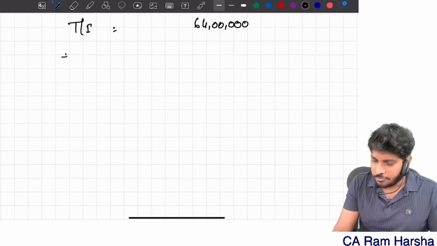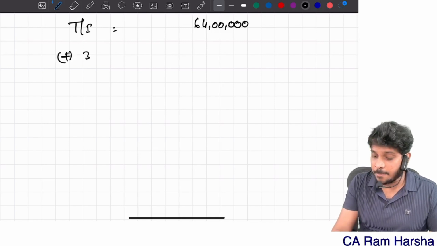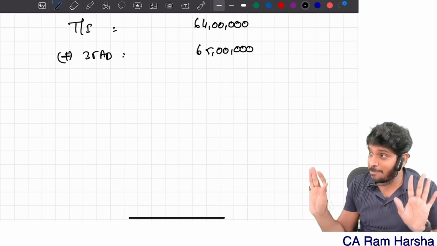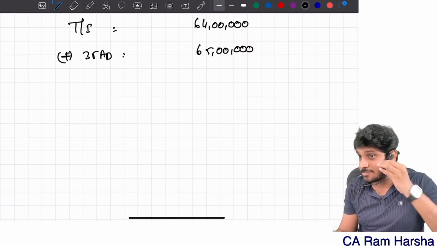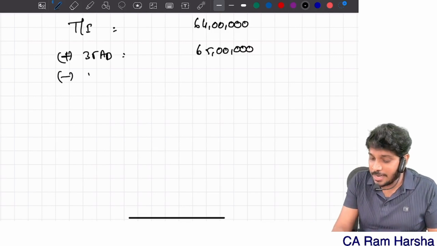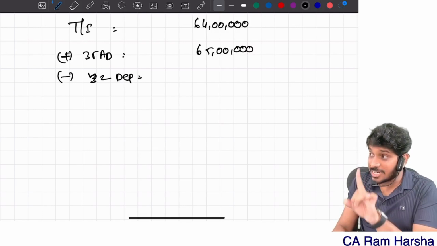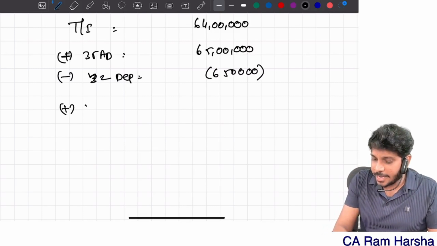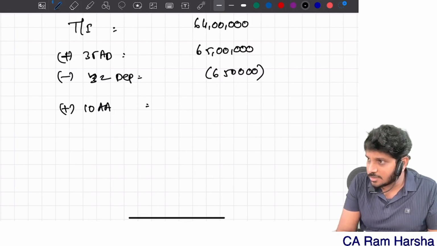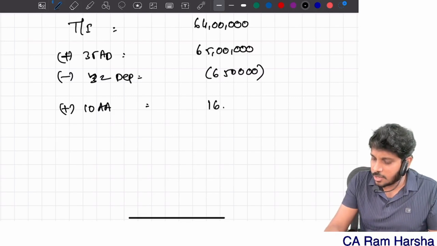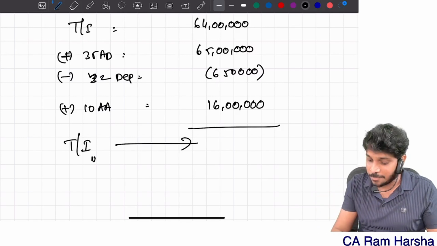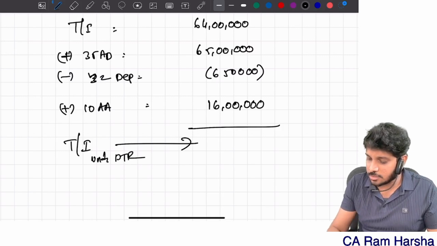Correct? Now since I am going for the default tax regime, the 35AD deduction I cannot claim, right? When I am not claiming 35AD, happily I can claim depreciation in the default tax regime. Remember, I can happily claim section 32 depreciation if I am not claiming the 35AD deduction. How much is it? 6 lakh 50. Again, I cannot claim the 10AA exemption also, right? How much can I not claim? 16 lakhs. If I go for the default tax regime, my total income, by mistake don't write the word adjusted here. It's a total income under the default tax regime. How much is it?